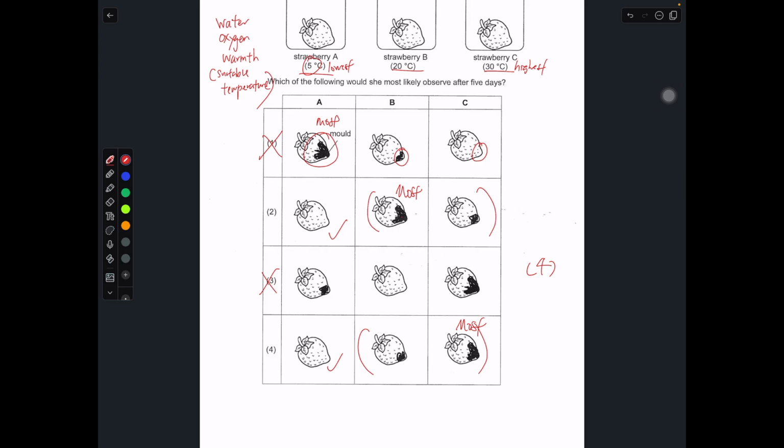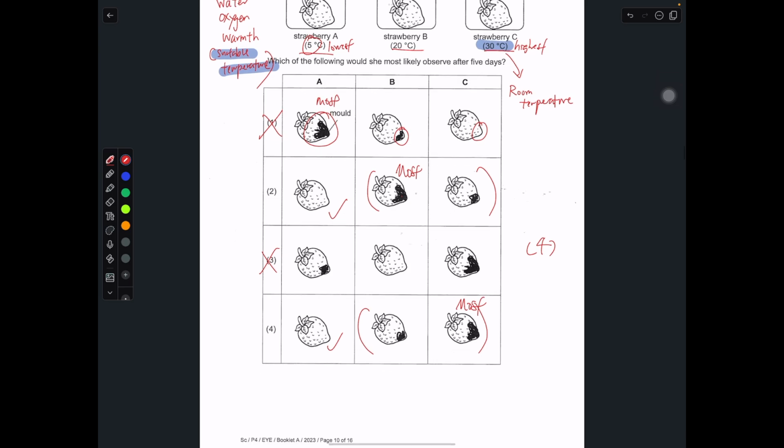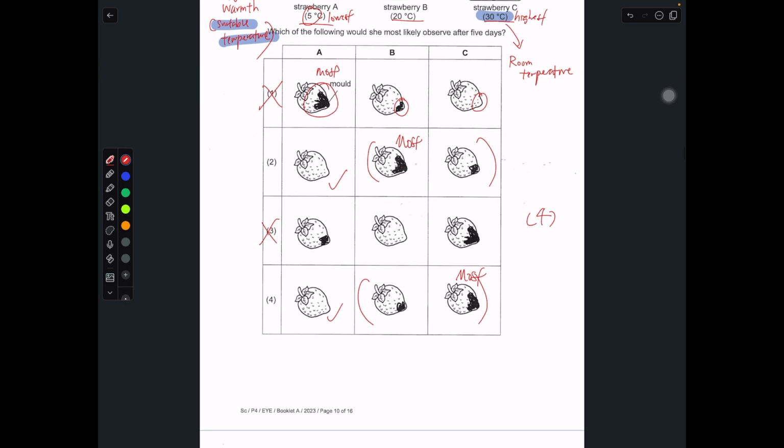Because over here we are talking about mold growing when there's a suitable temperature. Suitable temperature has a range, and this one is very close to room temperature. That's why you will have a lot of mold growing at 30 degrees as compared to 20 degrees. 20 degrees is slightly lower than your room temperature.